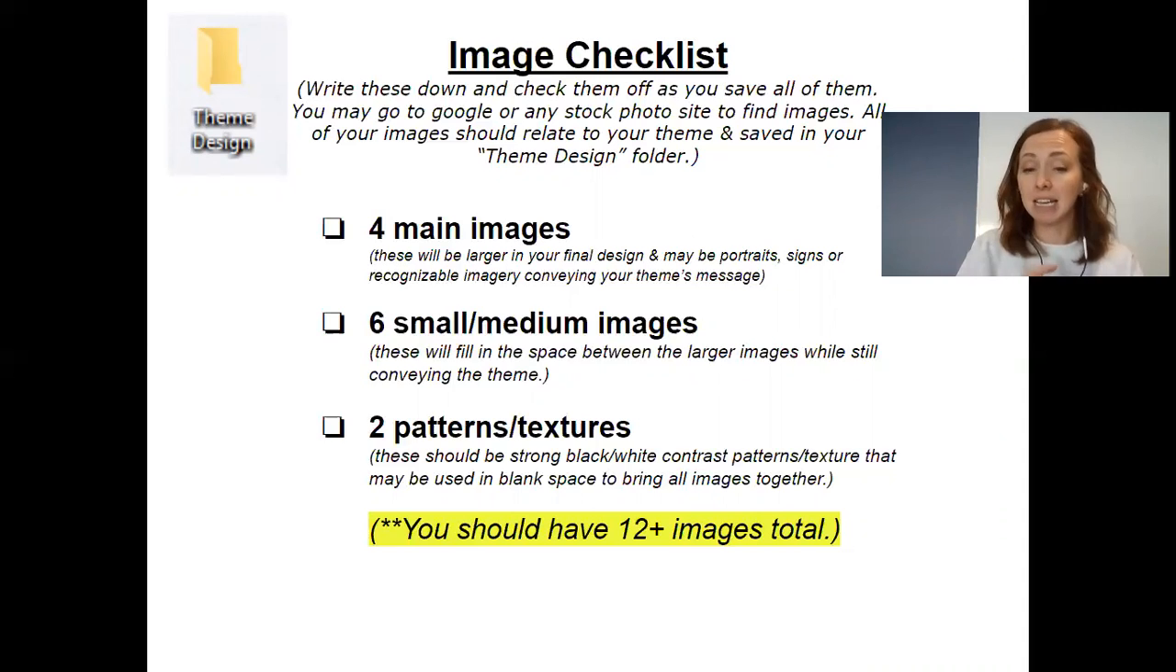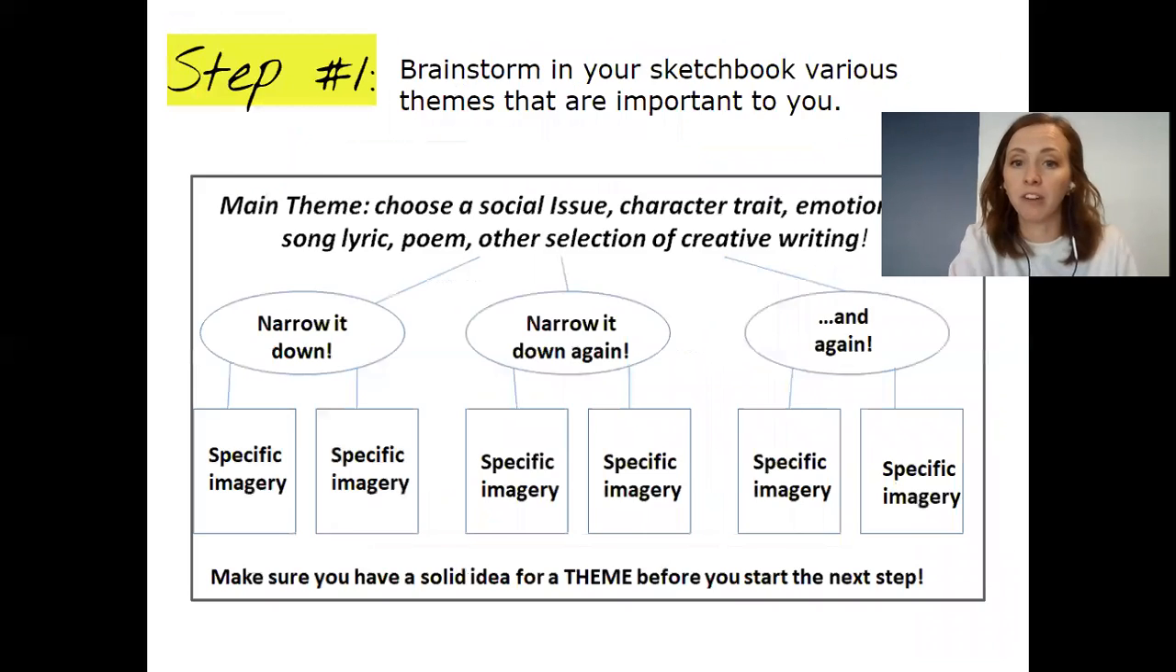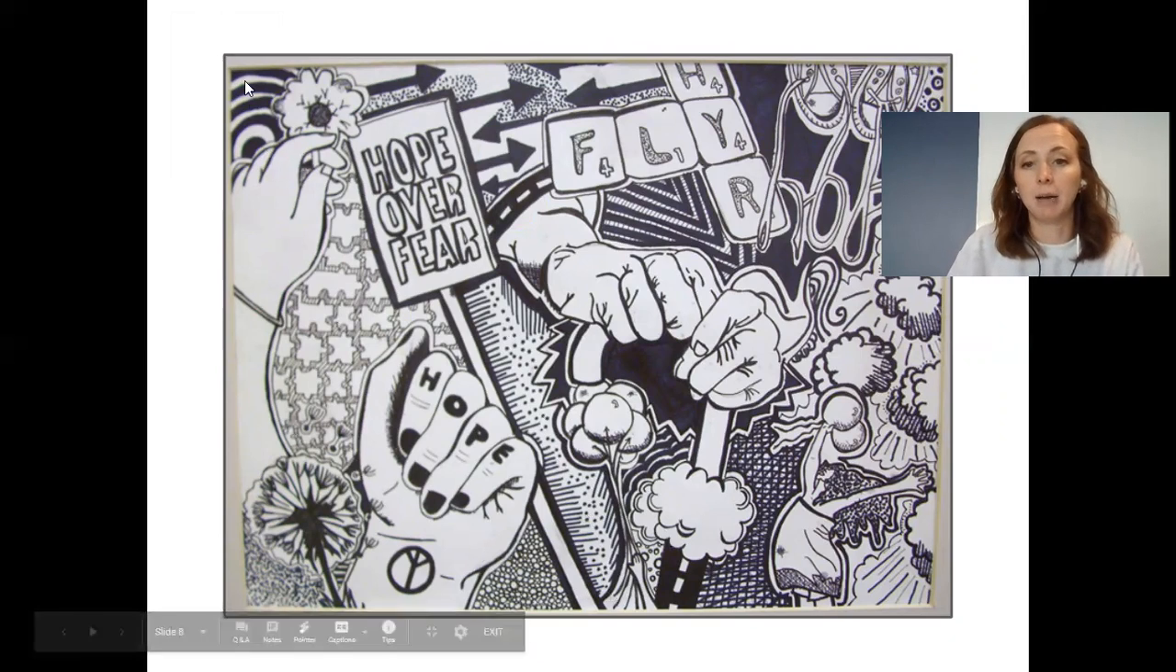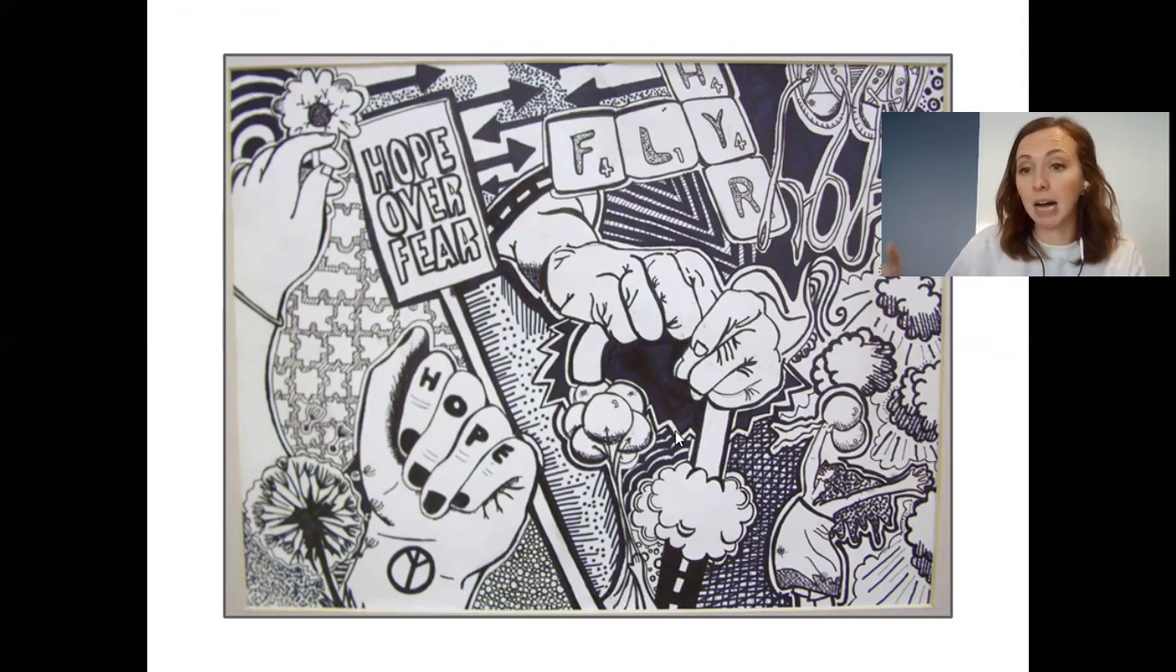Then you're going to have 6 either small or medium images, because you want to have those main ones as your focal points, but then you're going to need some things to help connect it all together. And then in the background, whatever space is left over, you can use with patterns or textures. So typically you find a couple patterns or textures. Usually they're strong black and white contrasting. So if I look at some of these, you can see that. Here's like a pattern, a texture, that are used in the background to help pull it all together, okay?